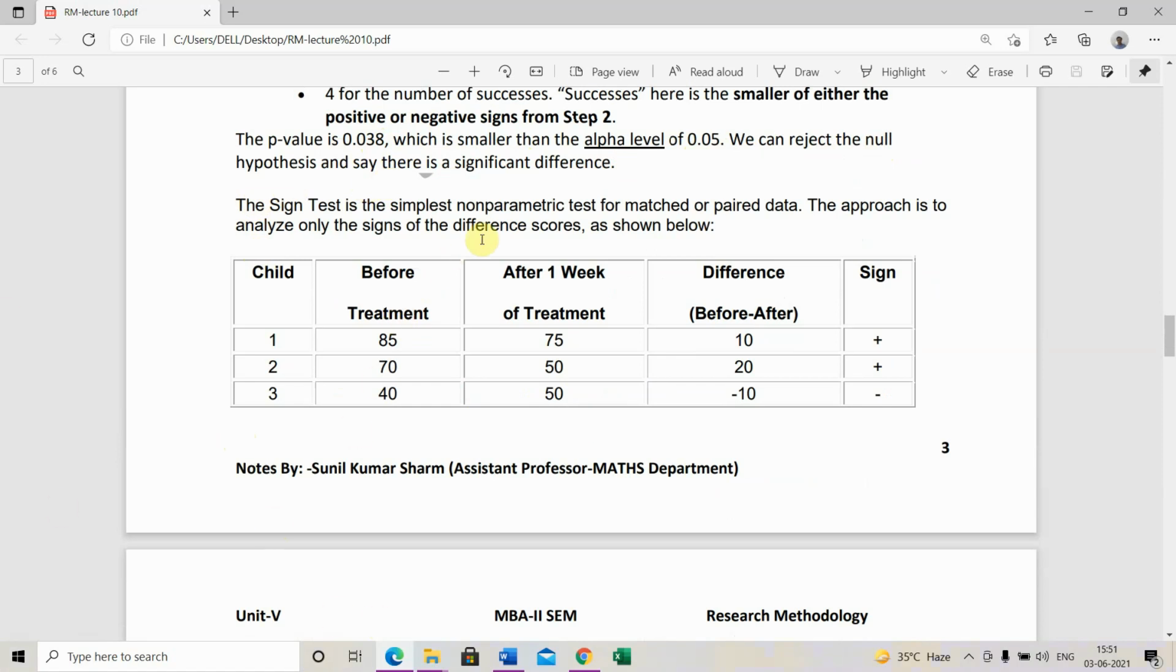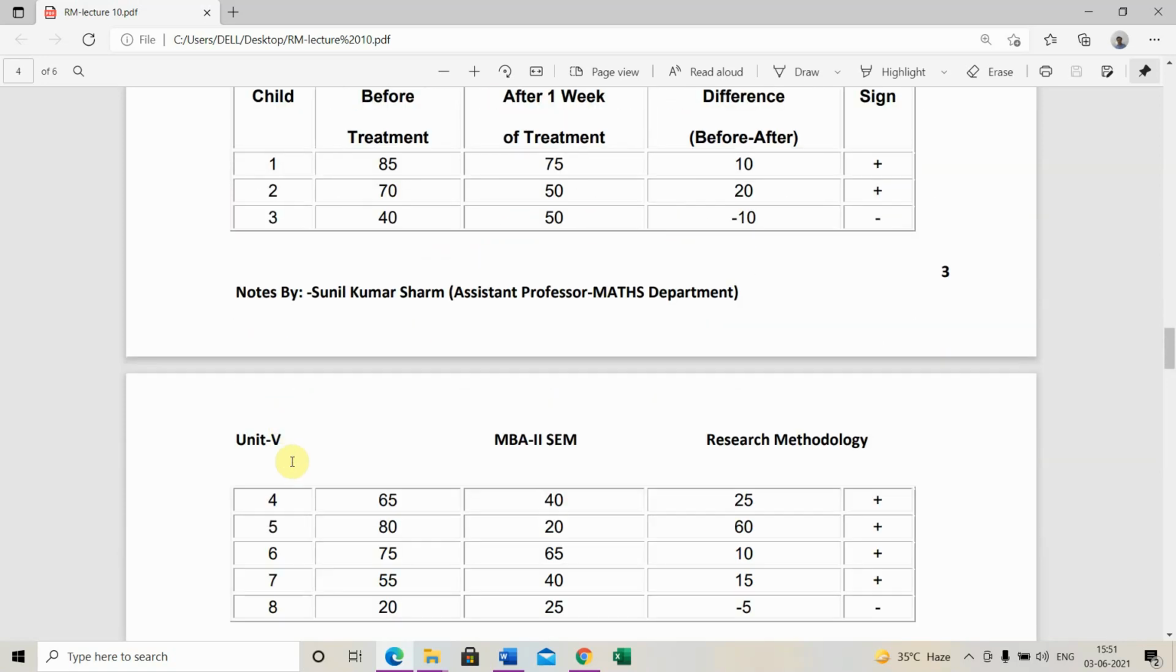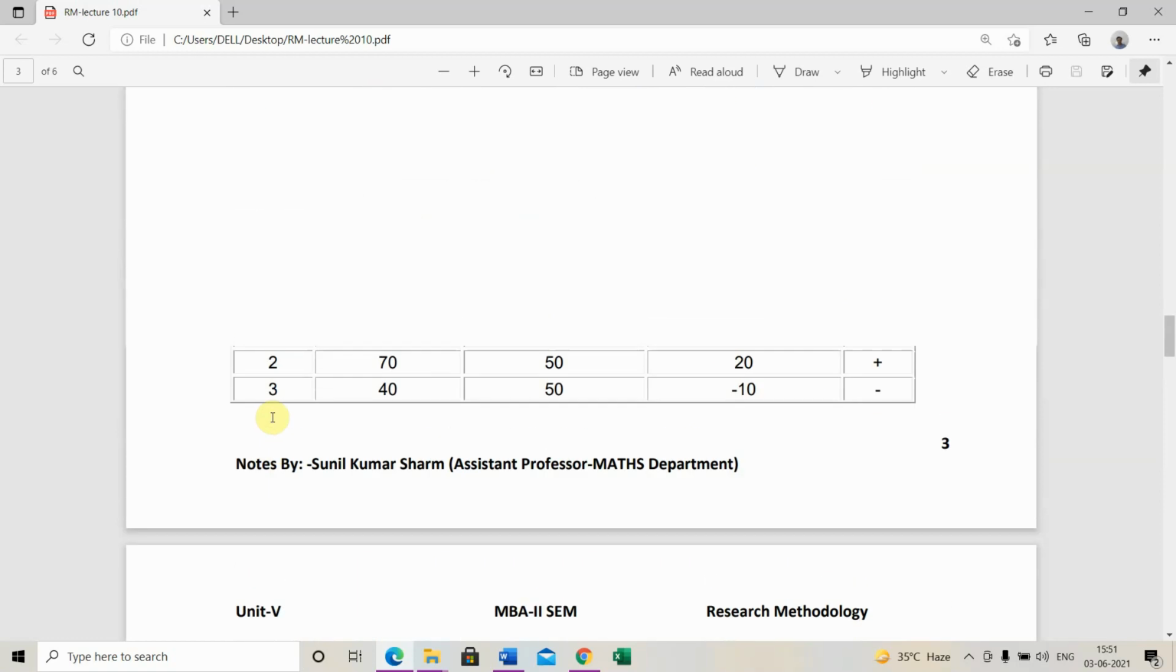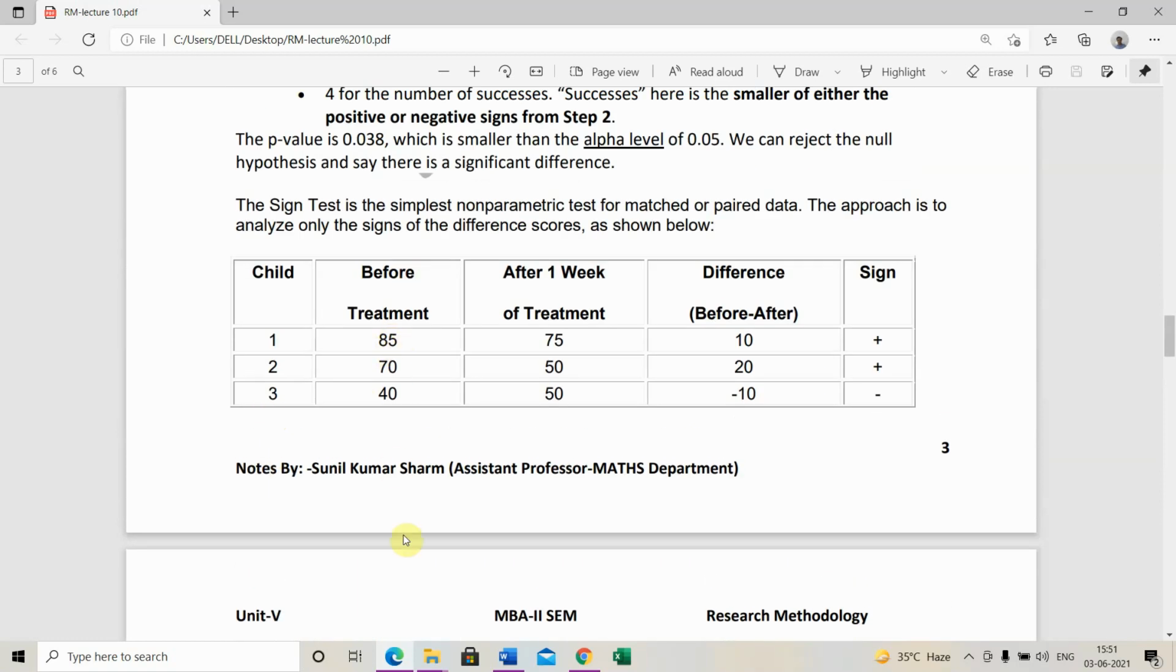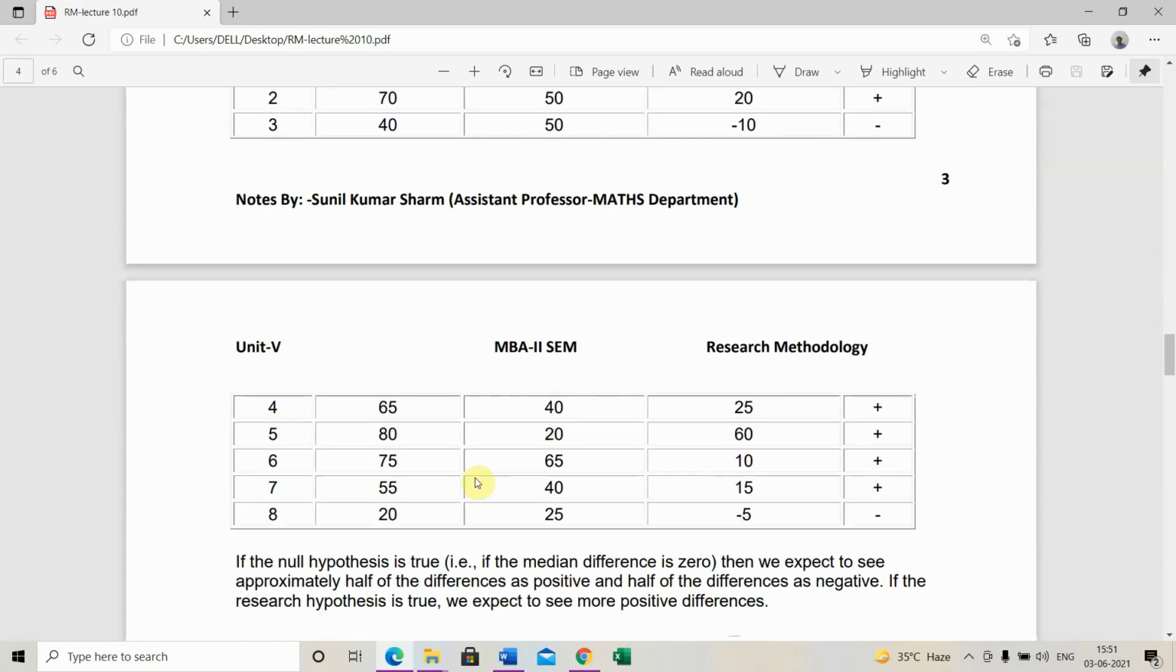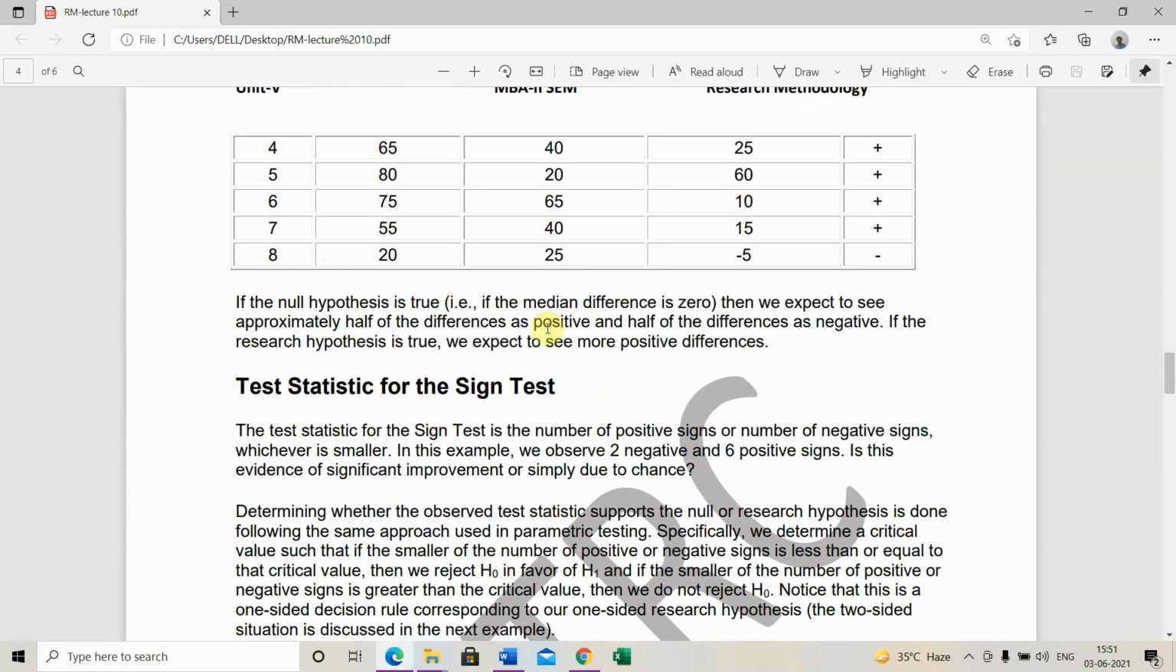The sign test is the simplest non-parametric test for matched or paired data. The approach is to analyze only the sign of the difference scores, as shown below. Children are given numbers 1, 2, 3, 4, 5, 6, 7, 8, with scores before treatment and after 1 week of treatment, the difference between before and after, and the sign, plus and minus. This way we get a table.